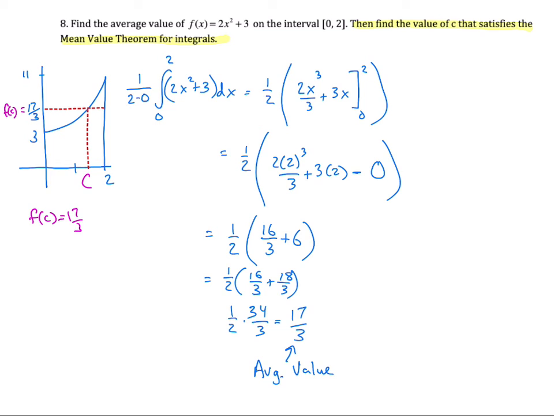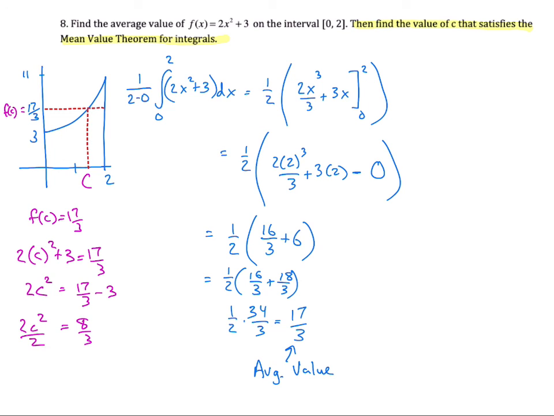And we're going to plug c into our function now. So this is going to be 2 times c squared plus 3 has to equal 17/3. And let's go ahead and solve this. So 2c squared equals 17/3 minus 3. And so that's really minus 9/3. So we're left with 8/3. And we have 2c squared there.